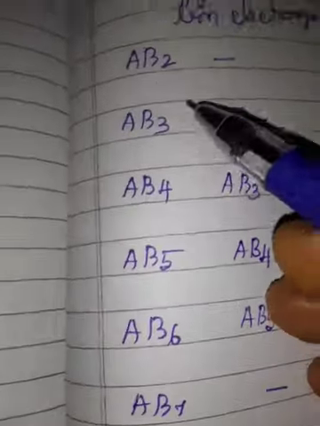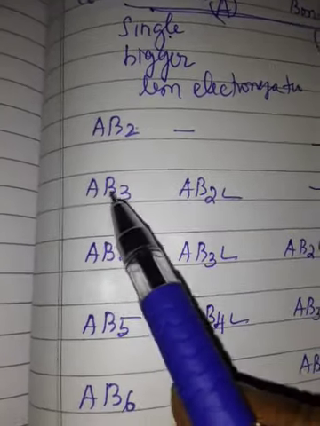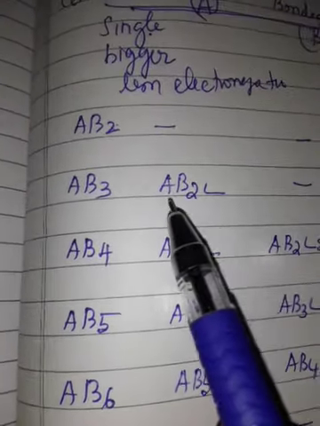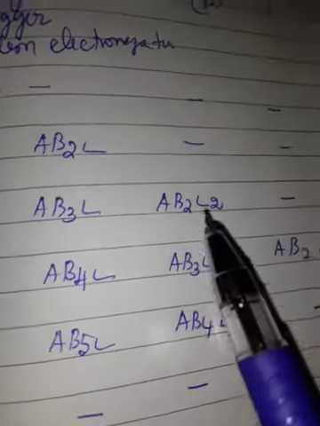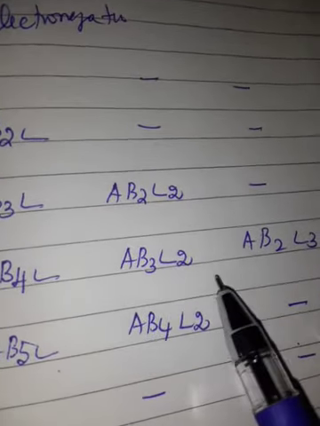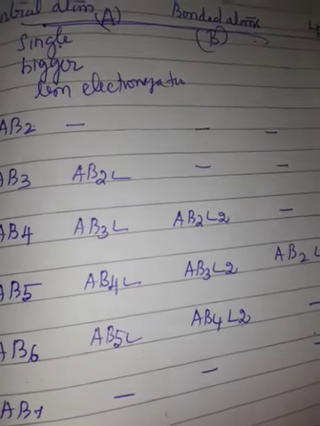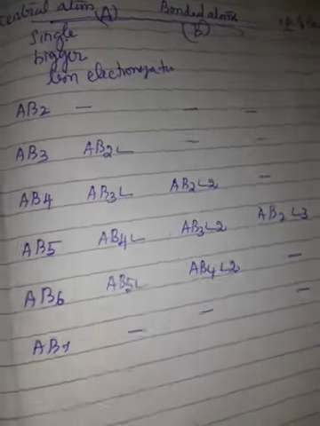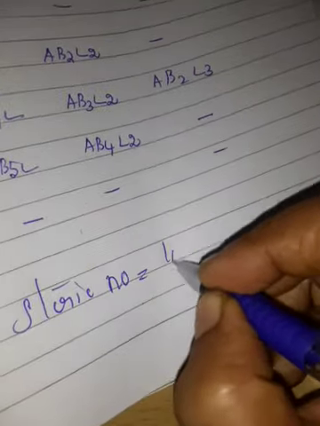Based upon that, there are many divisions. See, central atom, bonded atom: AB2 type, AB3, AB4, AB5, AB6, AB7. Now with the lone pair: AB2L, AB3L, AB4L, AB5L, then AB2L2, AB3L2, AB4L2, AB2L3. Likewise, many classifications are there. Based upon that, there is one formula we have to learn to easily understand the shape of the molecule: the steric number formula. This you have to learn by heart.